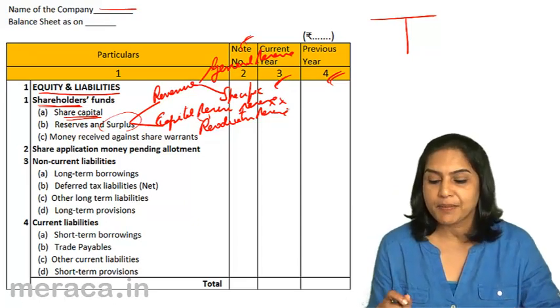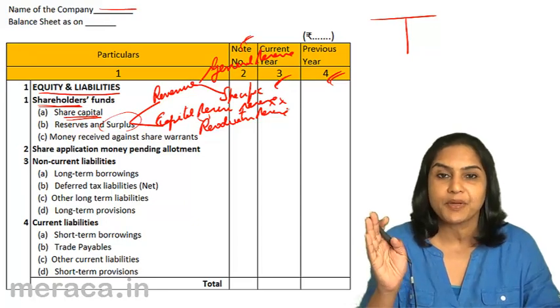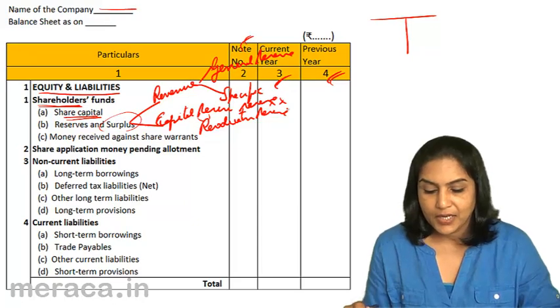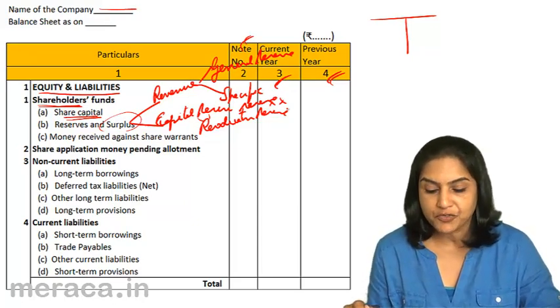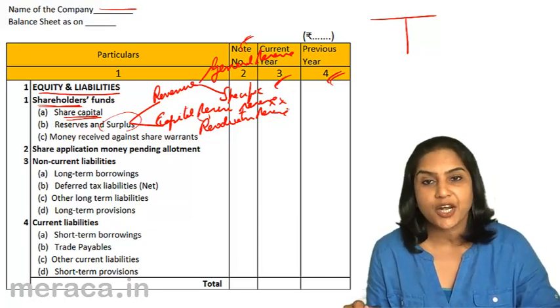Thus, reserves may be revenue reserve or capital reserve, and the revenue reserve again could be a general reserve or a specific reserve. Another item which comes as a part of the shareholders' funds is the money received against share warrants.